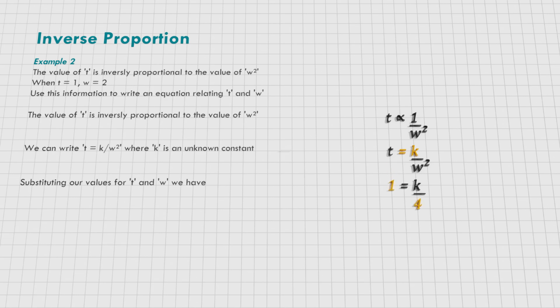Substituting our values for t and w, we have 1 equals k over 4. Multiplying both sides by 4, we have the value for k. So the solution is t equals 4 over w squared.